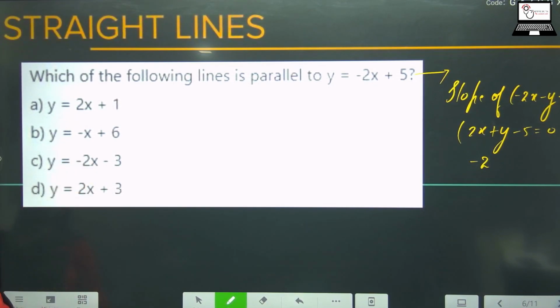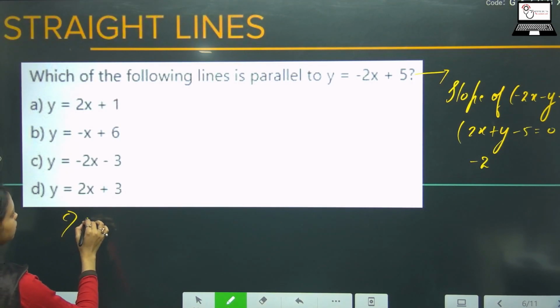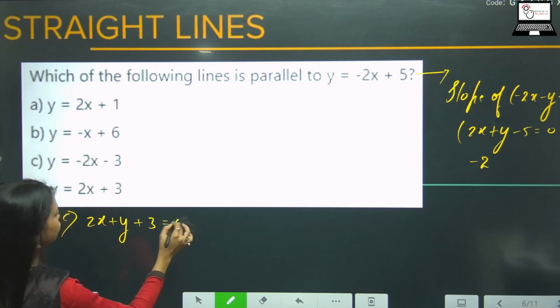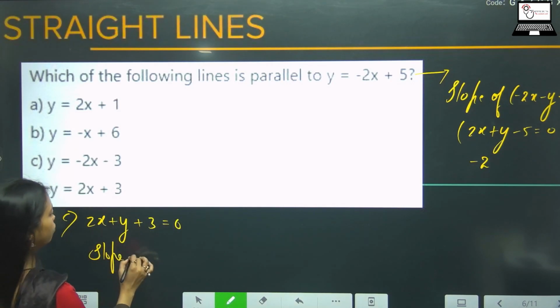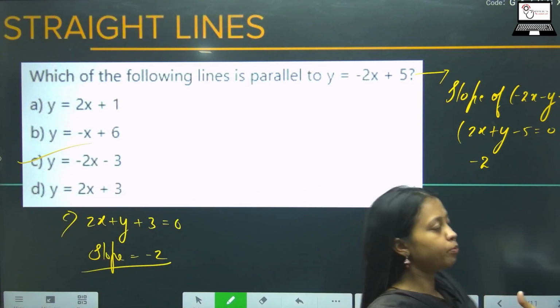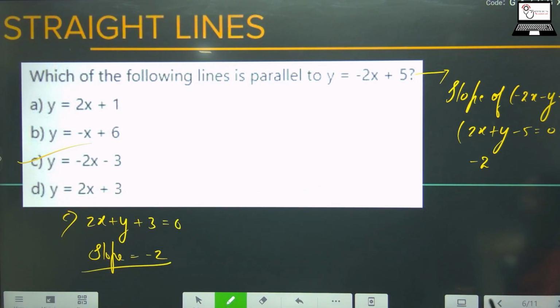I can see this C option. C option is minus 2x plus y plus 3 equals 2. What's the slope? The slope is minus 2. So the C option. Lines have the same slope means they are parallel. None of them will have slope 2 except the C option.